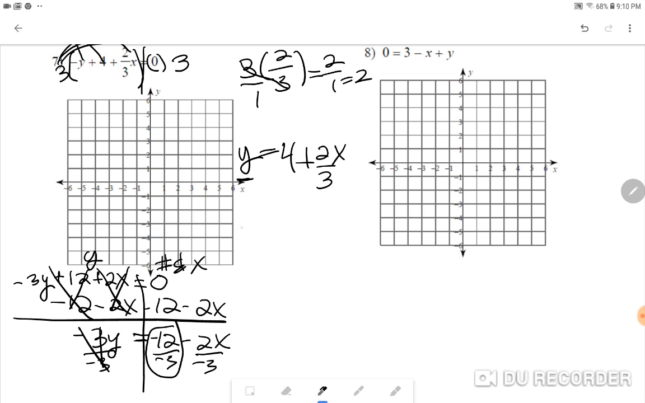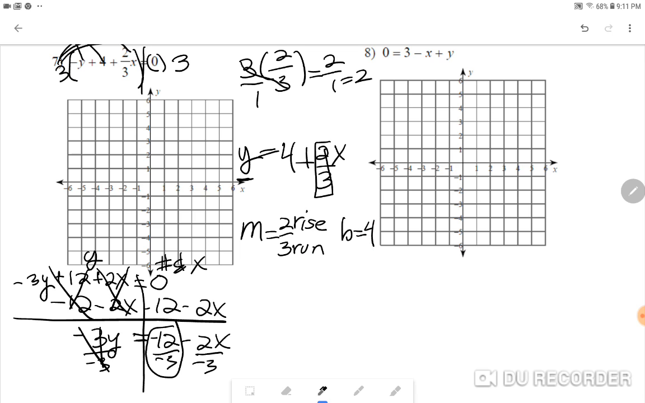So now the m value, the slope, is the number that you have right next to the x. The number that's right next to the x is 2 over 3. So m is 2 over 3. Remember, this is my rise value, and this is my run. Rise up 2 because it's positive, run 3 to the right because it's positive. And my b value will be 4.